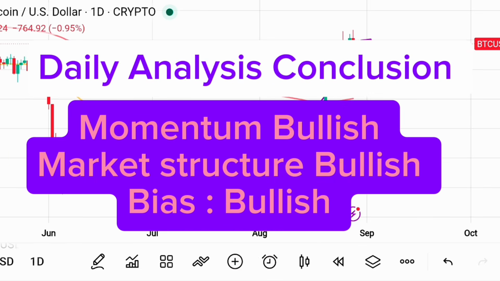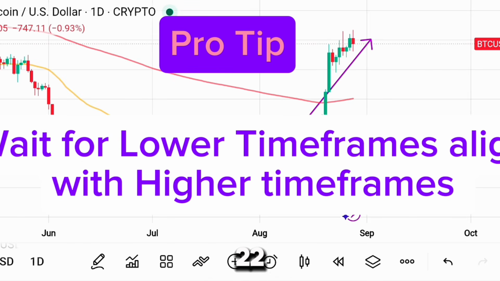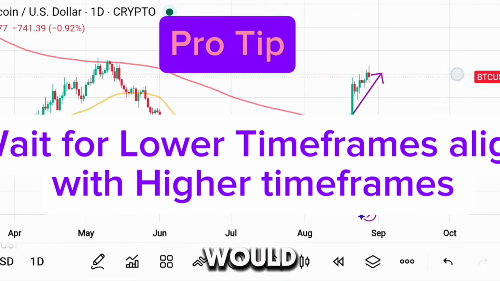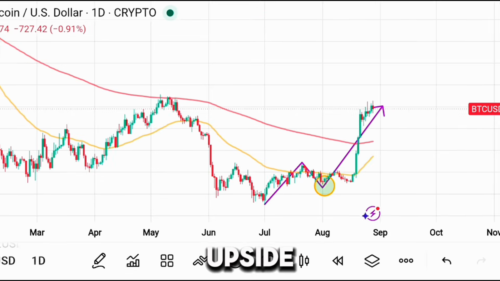But there is one important catch. The 82,822 level is a weekly swing high. If Bitcoin breaks this level, the weekly and daily time frames could become aligned in the same bullish direction. That would give us strong multi-time frame confirmation for further upside.